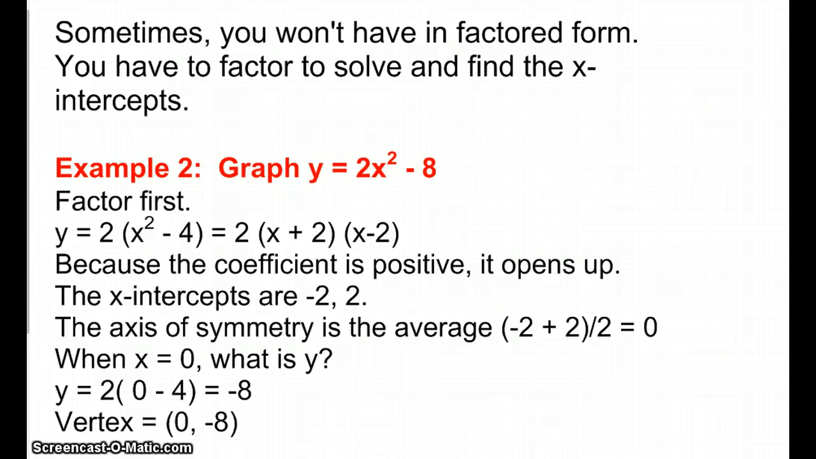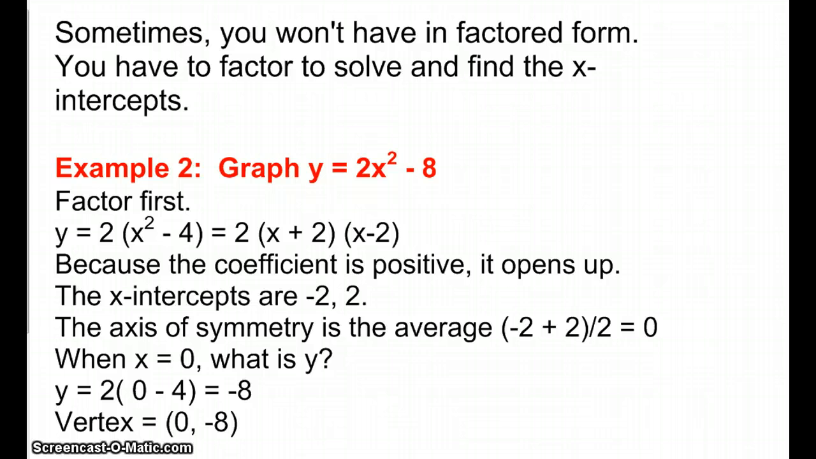Because the coefficient of the whole thing is a positive 2, we know this parabola opens up. But now we need to find the axis of symmetry and the vertex. The axis of symmetry is the average of those 2 points. So it's negative 2 plus positive 2 divided by 2, and it is 0. So this runs right up and down the y-axis.